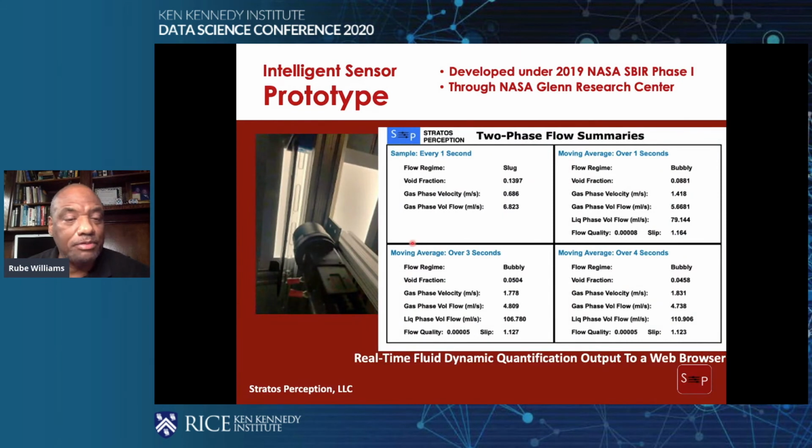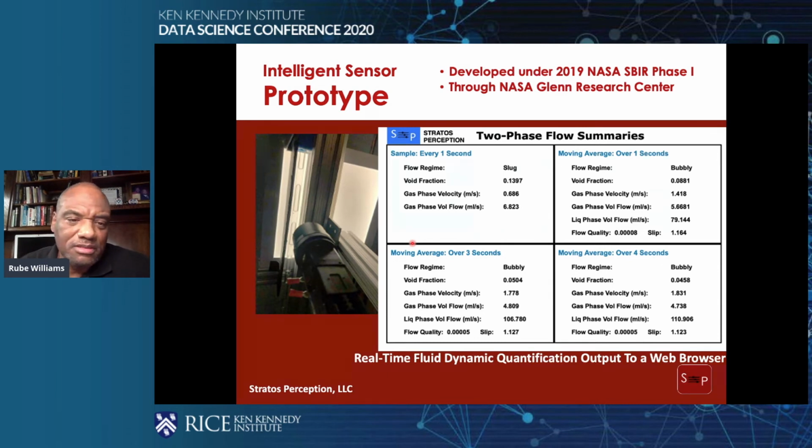Here we're showing the output to a browser. This is in real time, and it monitors, and then you can output lots of different data. In this case, we're outputting things like flow regime, void fraction, the phase velocities, the volumetric flow, a quantity called slip, and the flow quality.